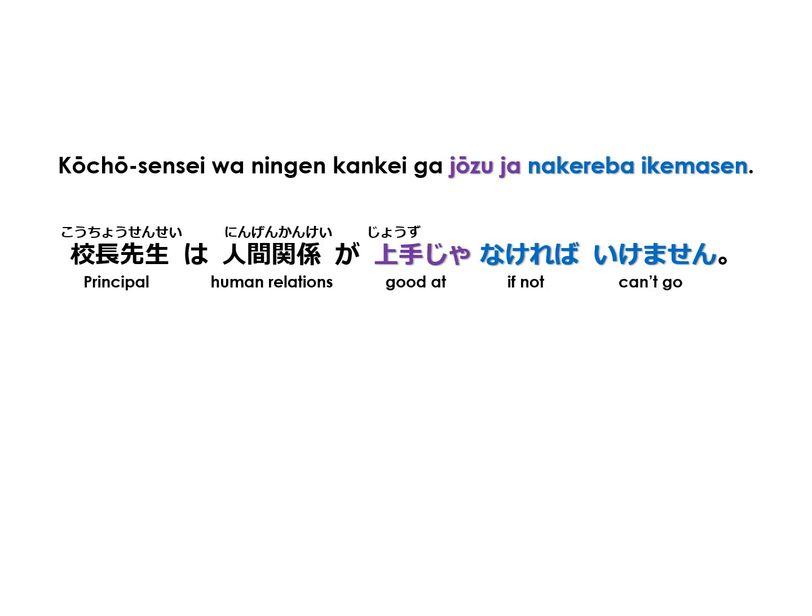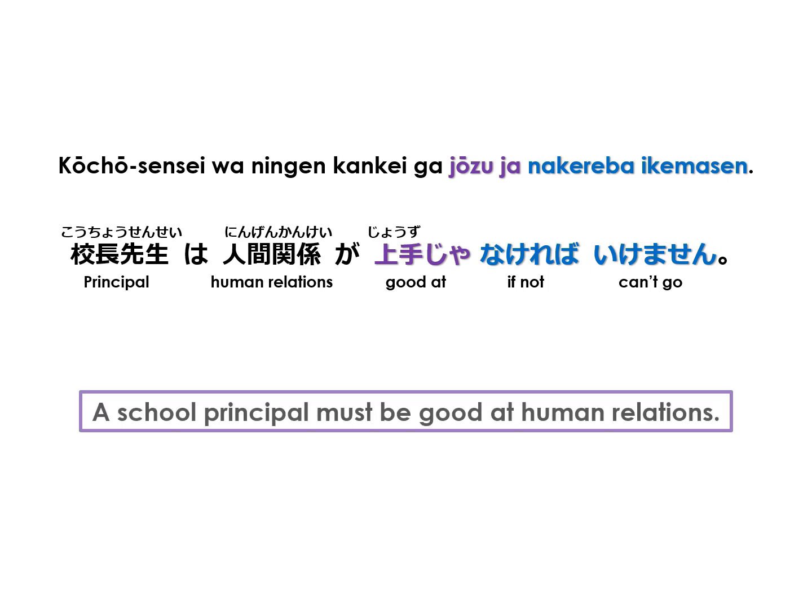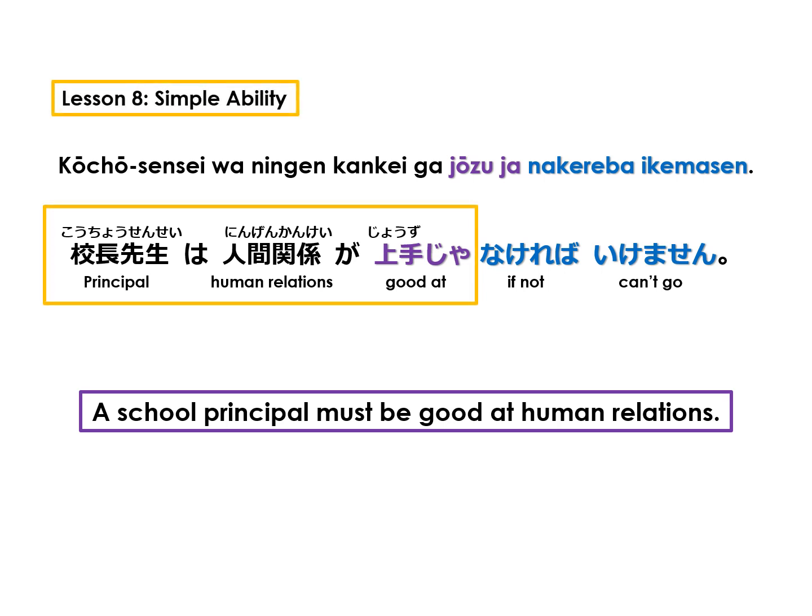校長先生は人間関係が上手じゃなければいけません。Translation: A school principal must be good at human relations. Absolutely, because they have to deal with students, faculty, and parents. 上手な is a na adjective expressing what one is good at. You can learn all about expressing simple ability in lesson 8.